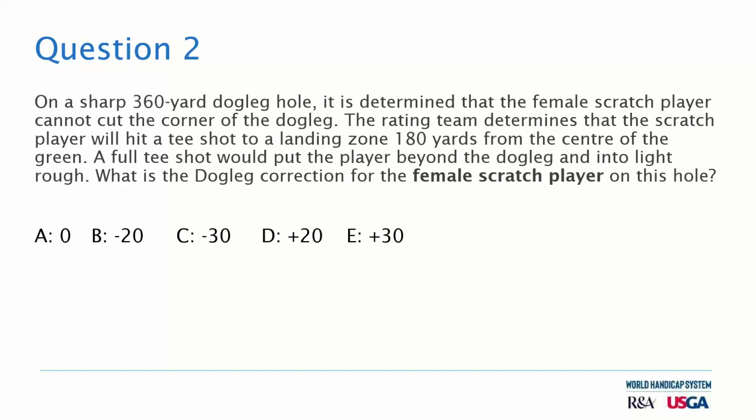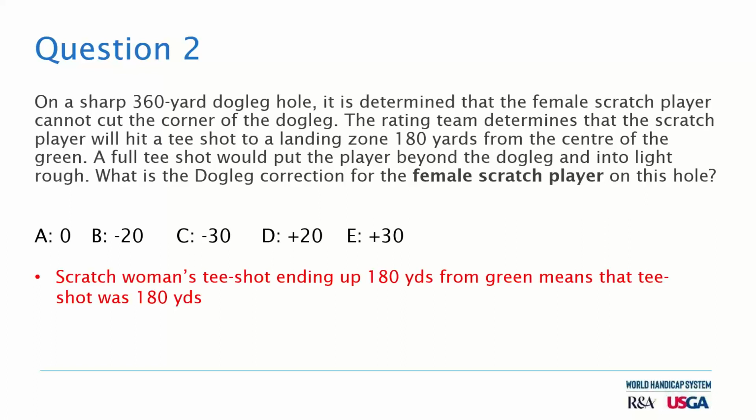So question number 2, on a sharp 360 yard dogleg hole, it's determined that the female scratch player cannot cut the corner of the dogleg. The rating team determines that the scratch player will hit a tee shot to a landing zone 180 yards from the center of the green. A full tee shot would put the player beyond the dogleg and into light rough. What is the dogleg correction for the female scratch player on this hole?